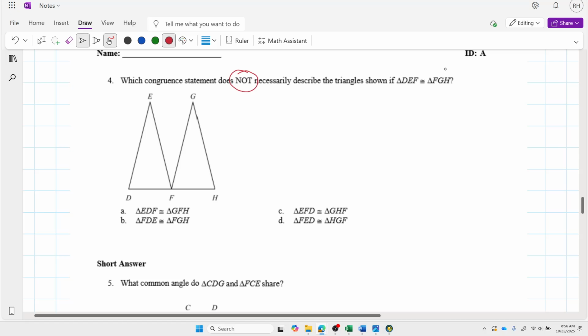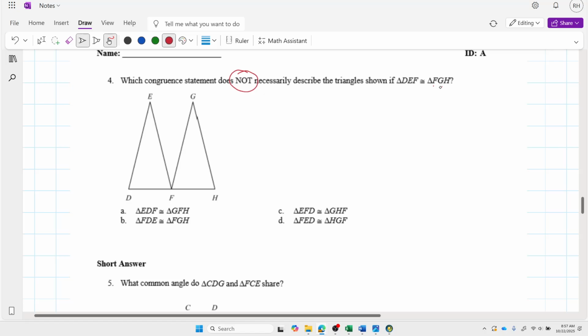Okay? So we've got a DEF congruent to an FGH. So if you look at the answer choices, answer choice A says EDF. Do you see how they changed the order? Instead of starting with DEF, they went EDF. So they went the middle, the first, and then the third. Agreed? They went middle, first letter, third letter. That means they have to change the second description, middle, first, third.